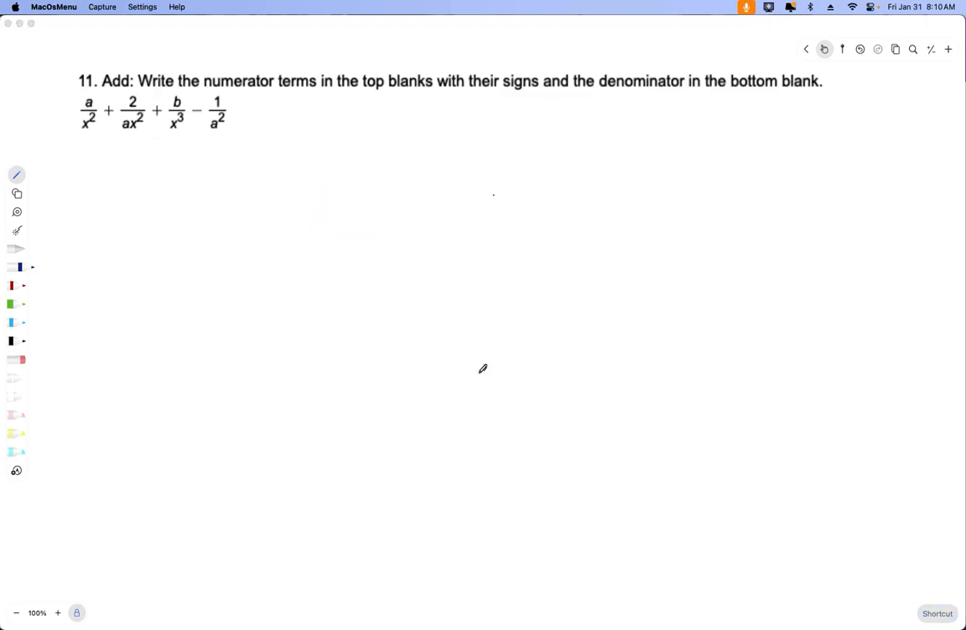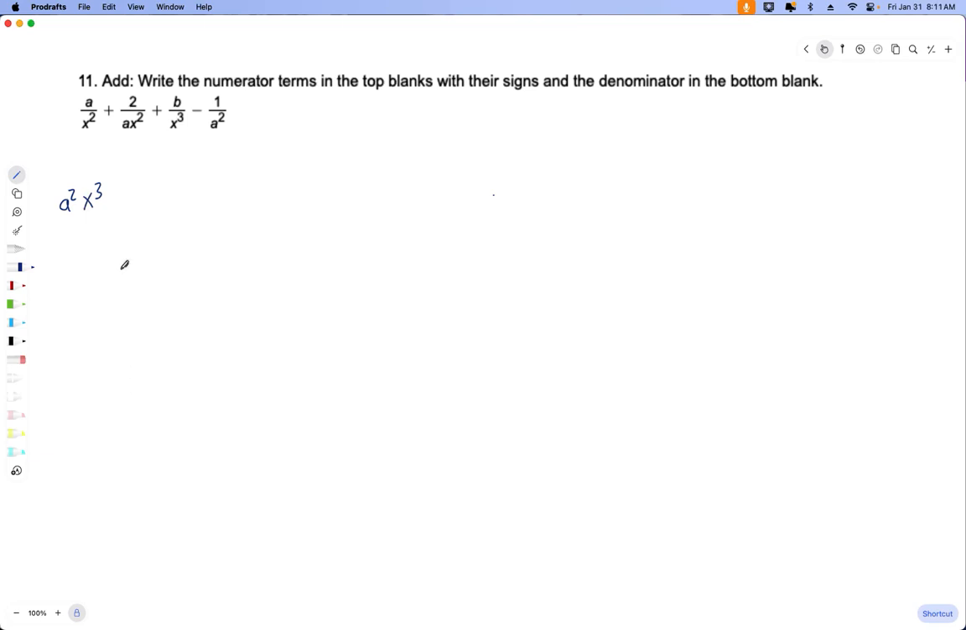Okay, so here's another one. We're going to add, writing the numerator terms in the top blanks with their signs and the denominator in the bottom blank with their signs. So first of all, we need to find a common denominator in order to get these all to have the same values across the bottom so we can combine the values across the top. All right, we got to have a common denominator to do that. And it looks like the most number of times x is used is 3. And it looks like the most number of times that a is used is 2. So a squared x cubed, that's going to be our common denominator.